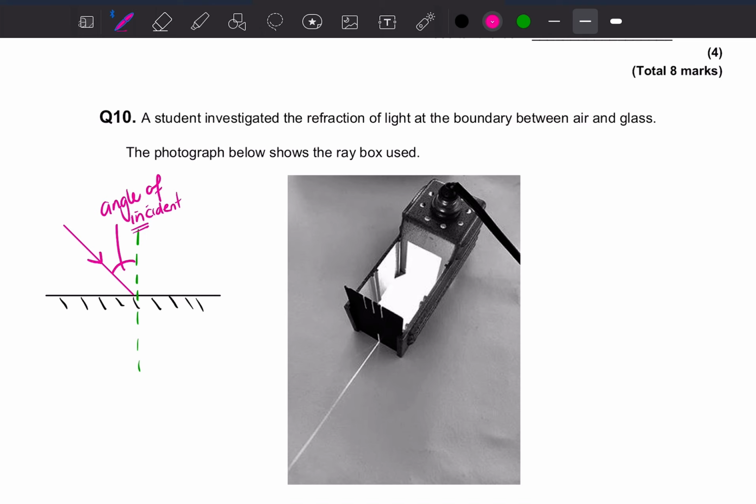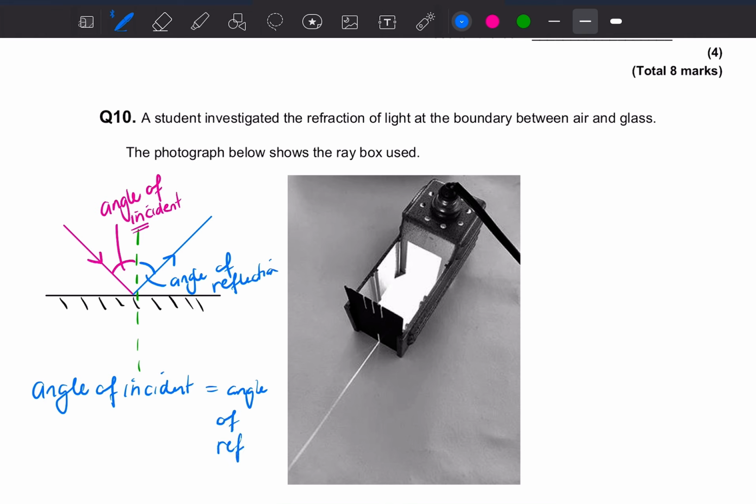Now, that will reflect off, and we'll use a different colour for this one to show you the reflection. Let's use a blue. So that will reflect from that same way at exactly the same angle. And that is called your angle of reflection. All right, and the rule is that the angle of incident is equal to the angle of reflection.